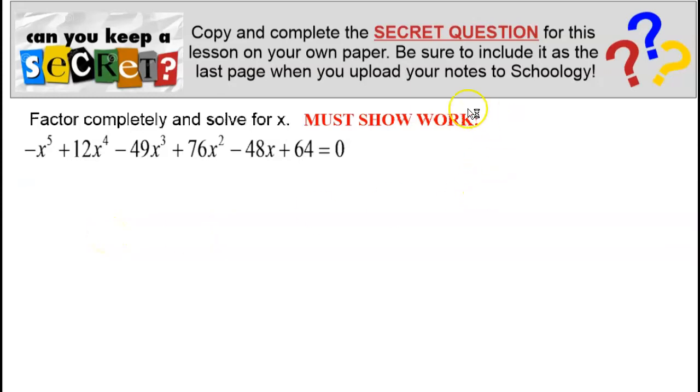You have to show your work to get credit for the answers that you give. Make sure that you upload an image that includes your work and your solutions, that it's legible, and that'll be the last page when you upload your notes to Schoology.